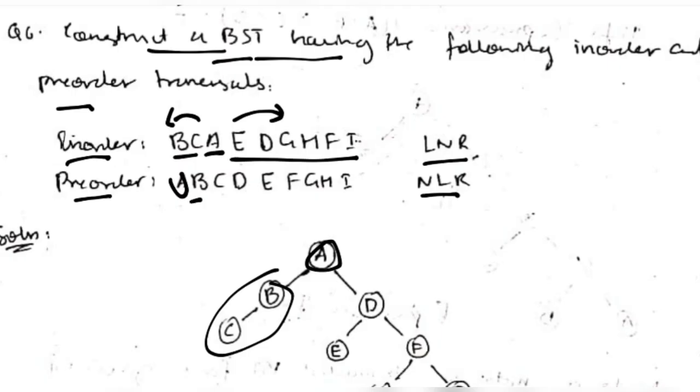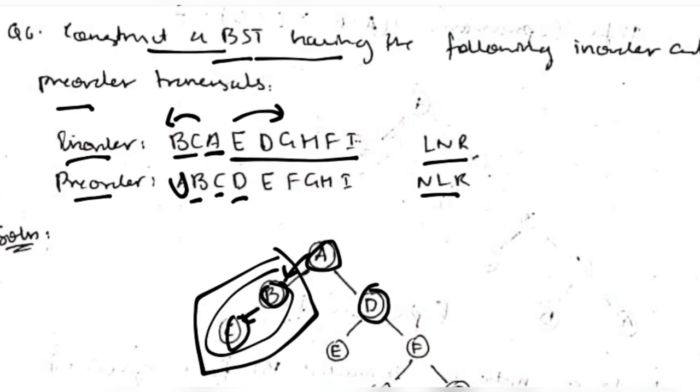The next node is B, so after A, B will come here. Okay, then after B, C is here, so C will come here. This ends the left part of A. In right part, observe here D is coming first, so D will be here, and in order we will check where is D.